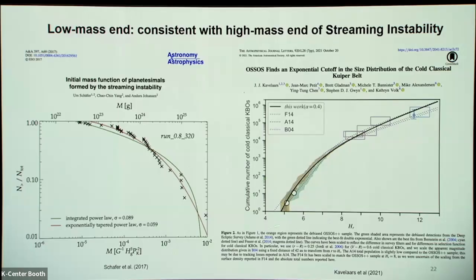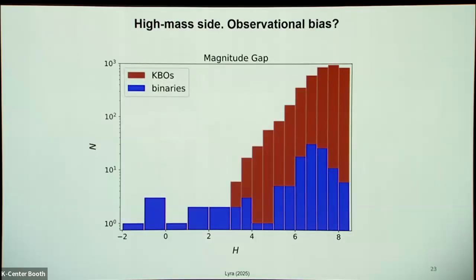This is plotted here in magnitude. I don't deal with magnitudes, I'm a theoretician, but you can check where this gap falls in terms of magnitude, and there you are. So the binaries are missing here. You see a dearth between 4th and 5th magnitude. And the red bins here are the distribution of all KBOs. So that mass gap is not depopulated.